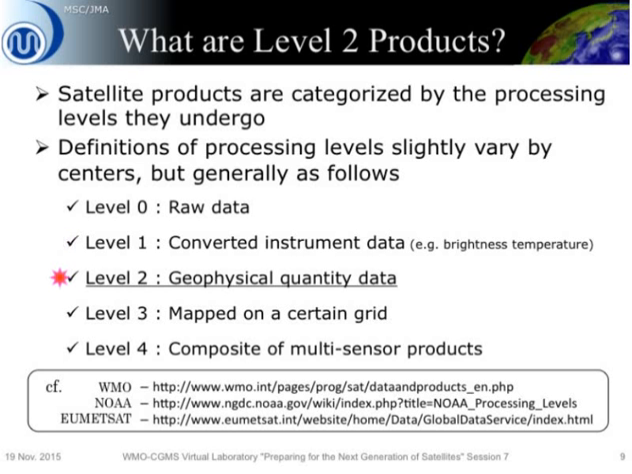Level 2, focused here, means geophysical quantity products retrieved from single instrument data at the same resolution and locations as the level 1 source data. Level 3 means products mapped on a certain grid, usually uniform space-time grid scales.